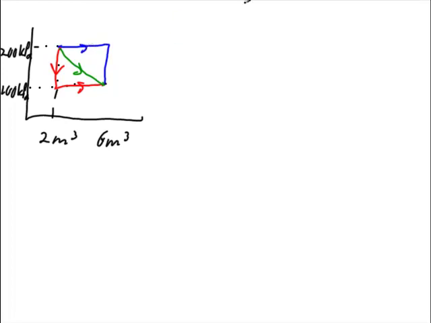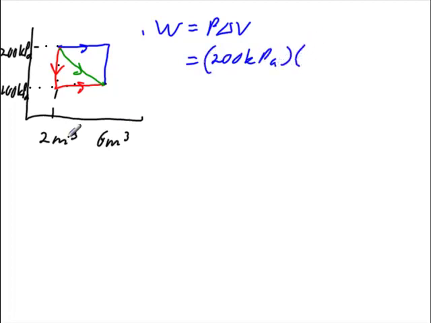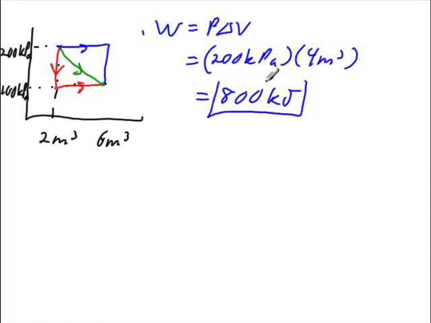So for the blue, the work is the area under the curve, P delta V. So it's the high pressure times the change in volume. That's going to be 200 kilopascals times 6 minus 2 is 4 meters cubed. It turns out a Pascal meter cubed is a joule, so this is simply 800 kilojoules of energy. 800 kilojoules of work done.